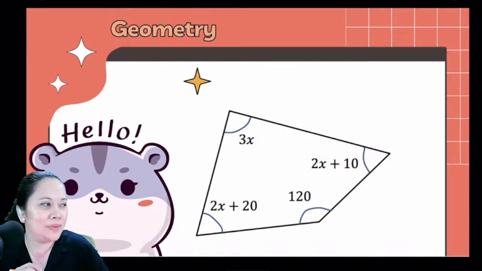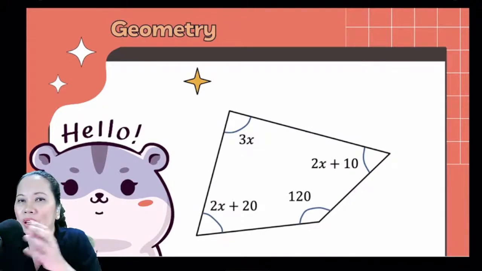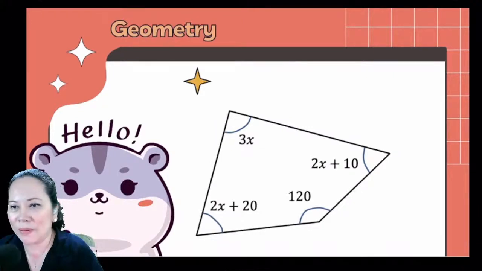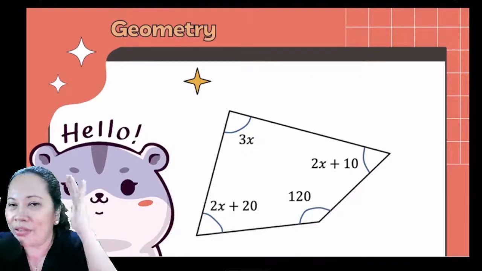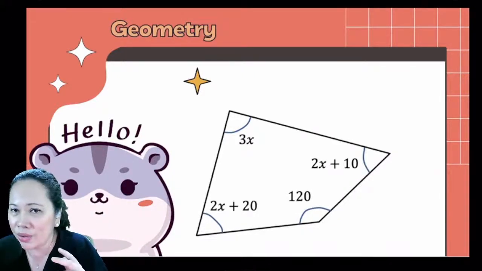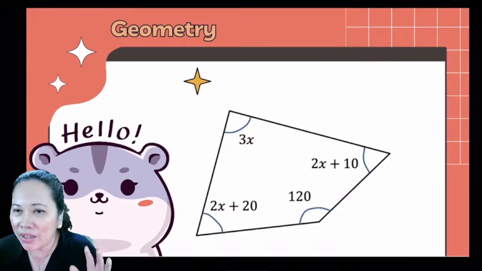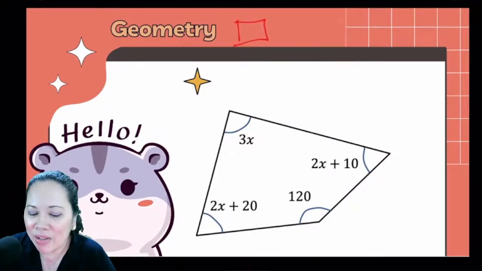All right, let's proceed to this. I think this is the last geometry that we have. Here we have a four-sided polygon. So what you need to do is add all the interior angles. For a four-sided polygon, the sum of the interior angles is 360.